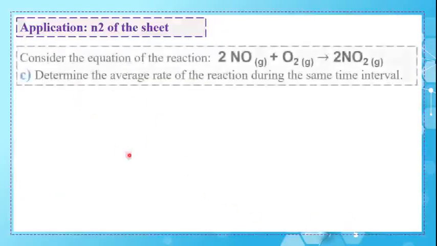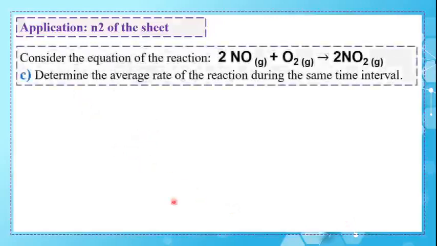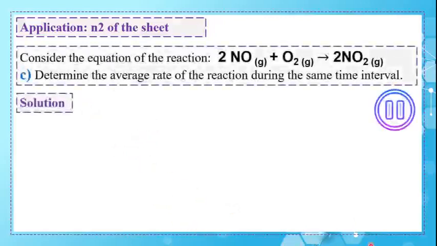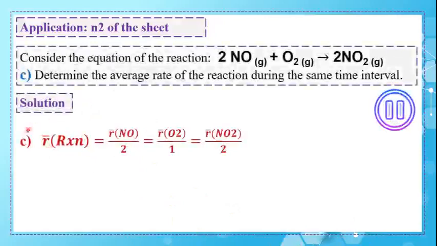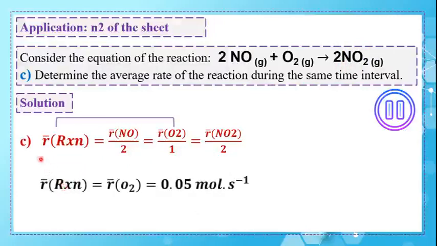Now, for part C, please take 1 minute and solve it. The answer here is that the average rate of the reaction is equal to the average rate of disappearance of NO over 2, equal to the average rate of disappearance of O2 over 1, equal to the average rate of formation of NO2 over 2. We take these together to say that the average rate of the reaction is equal to that of O2, which is 0.05 mol second minus 1.